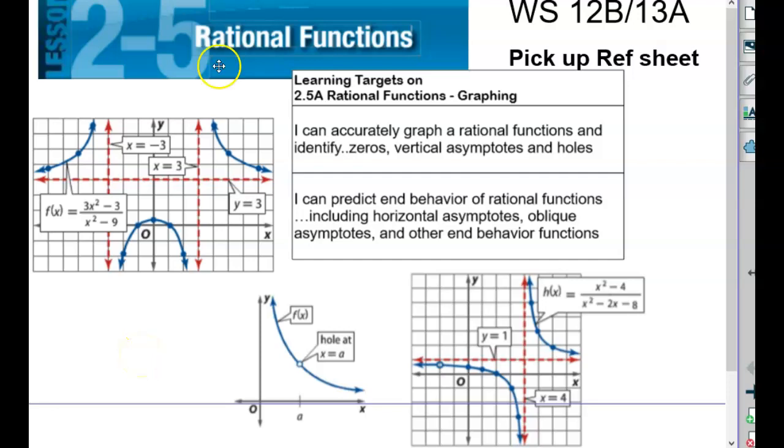So worksheet 12 and 13, we're starting talking about graphing rational functions, okay? Those crazy rational expressions that we were adding and subtracting, multiplying and dividing last week, we're going to just graph one little rational expression at a time. Okay, so the learning targets are to accurately graph a rational function, identify zeros, vertical asymptotes, and holes, and predict end behavior, including horizontal asymptotes, oblique asymptotes, and other end behavior functions.